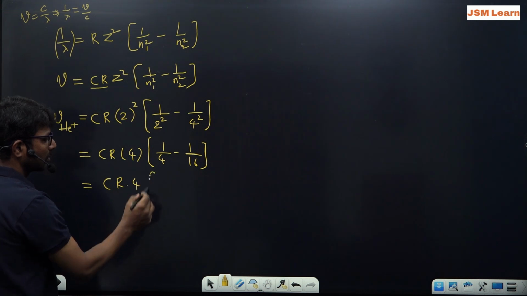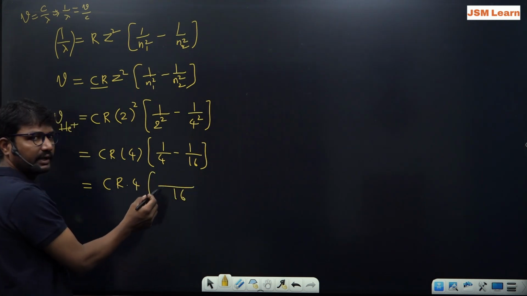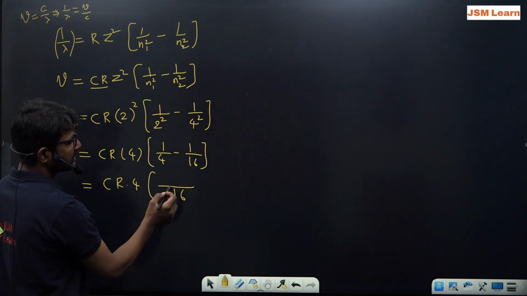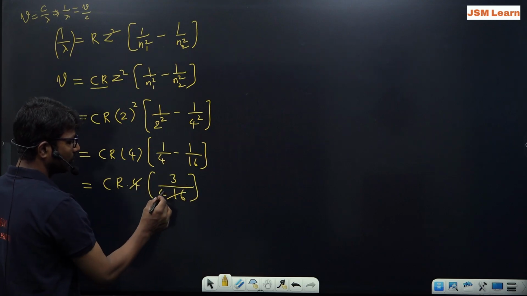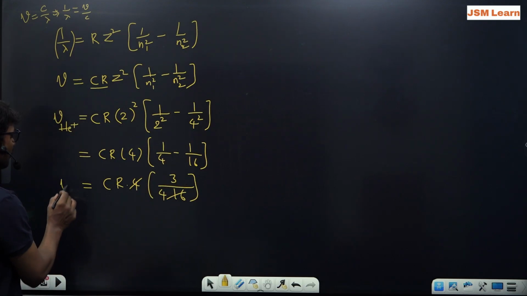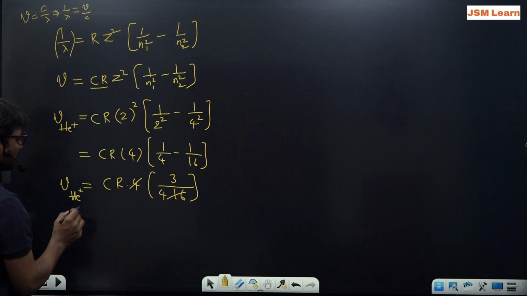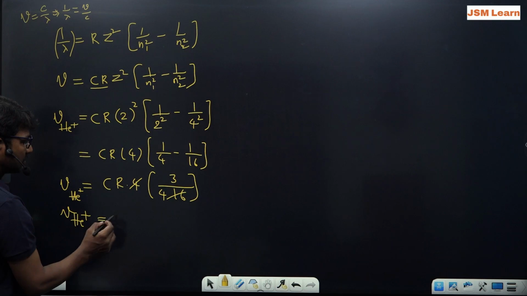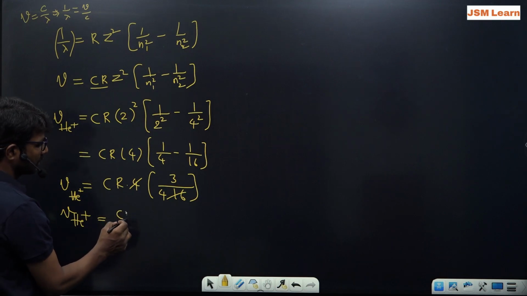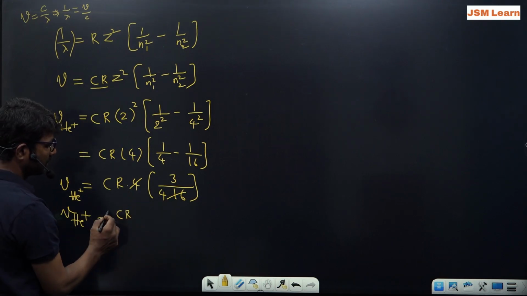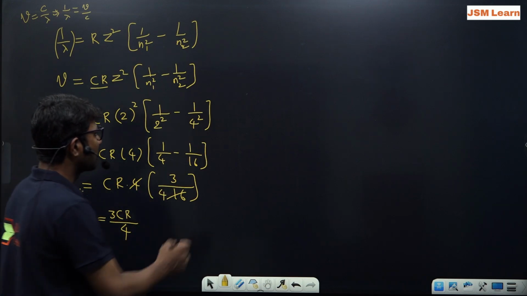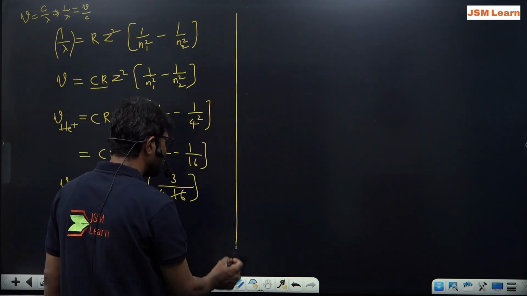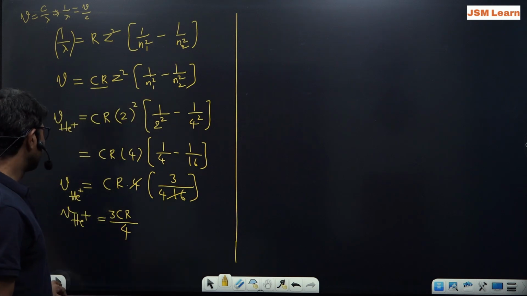Here on taking the LCM, 16, we get 3 by 16, and 4 ones are 4, 4 fours are 16. That means the frequency of He plus is equal to 3cR upon 4.